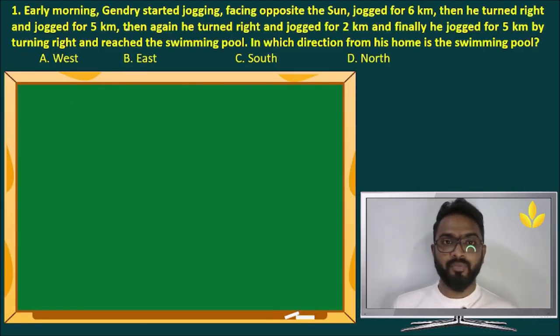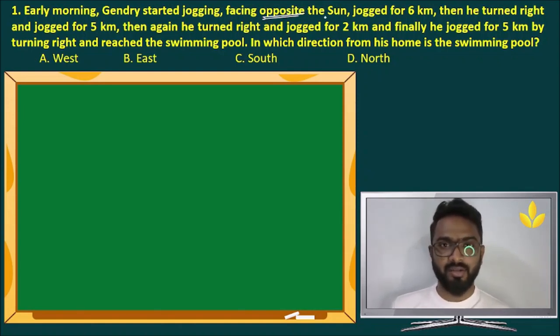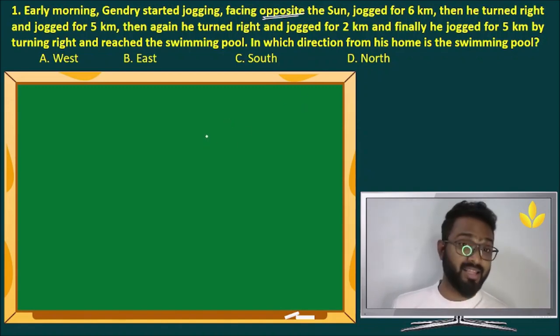Question number 1. Early morning, Gendry started walking facing opposite the sun. Now, in this question, a lot of people make a mistake about facing opposite the sun, as in which side is he facing actually. They have mentioned early morning in the sense the sun rises in the east, so the sun is still in the east, and he is facing opposite the sun. Opposite to east is obviously the west, so Gendry is facing the west, and that is correct.